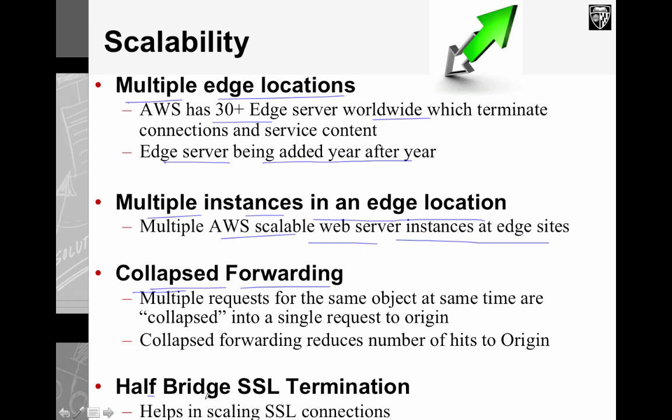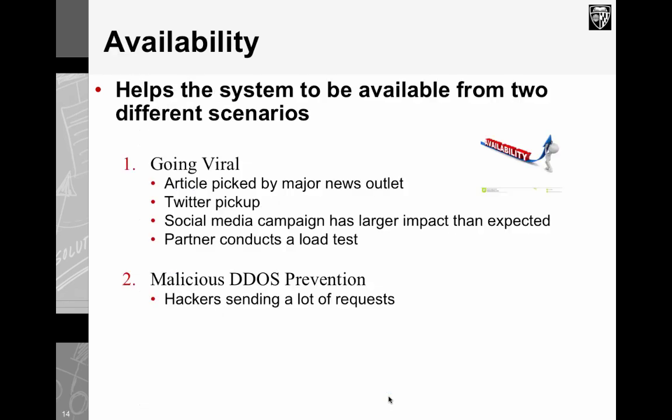And of course, half-bridge SSL termination that we talked about is not only good for performance, it also is great for scalability because now you don't have to have those millions of users terminate their SSL connection into your origin. Rather, it gets terminated right at the edge site, and all the edge site has to do is get the content for you and serve the content, still in an SSL fashion. So half-bridge SSL is also great when it comes to scalability.